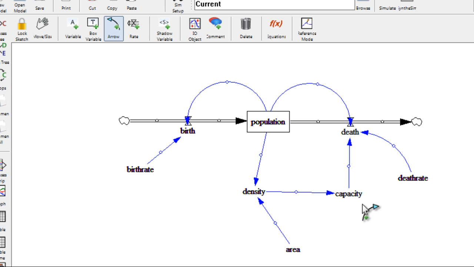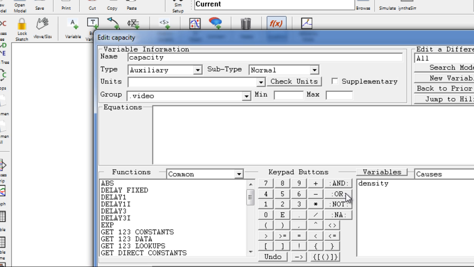Okay, now include the equation here. The equation will take the density, and the death will be, because we have the capacity here, capacity times death rate times population. Because this one is all in point form, we must multiply by the population to get a real number.